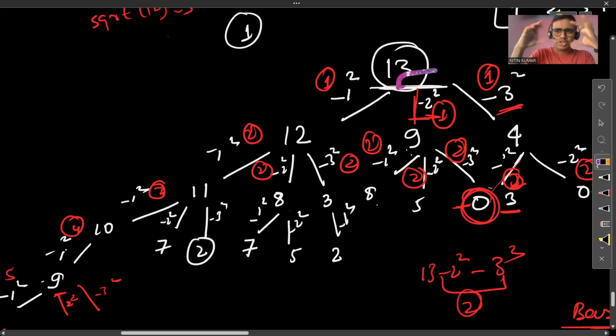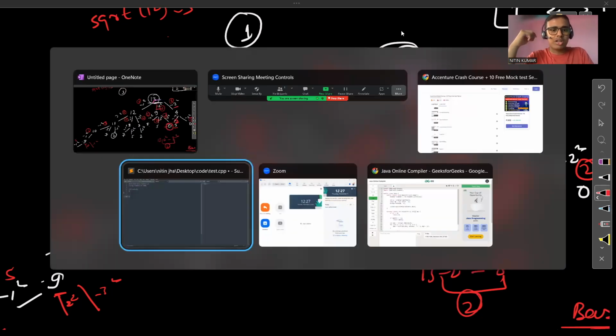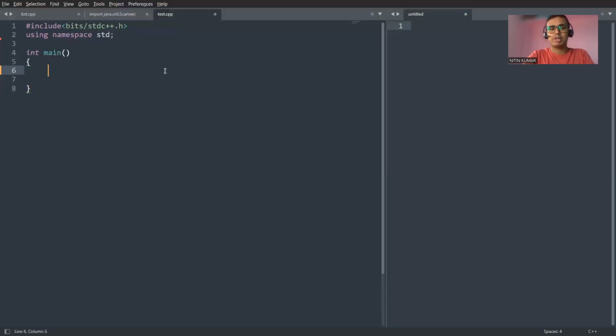So this is the recursion code. I'm writing the recursion code, don't worry. So let me write the recursion code once in the compiler itself. So this is the C++ compiler. I am showing the Java code as well, don't worry. But let's first see the C++ code.